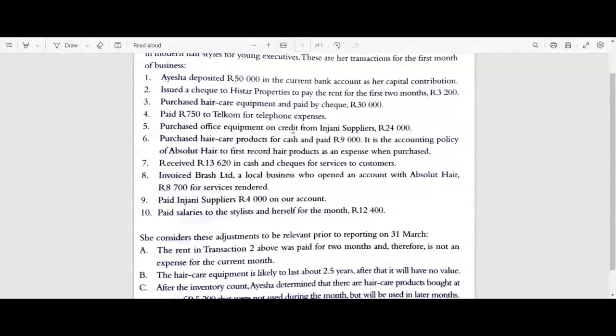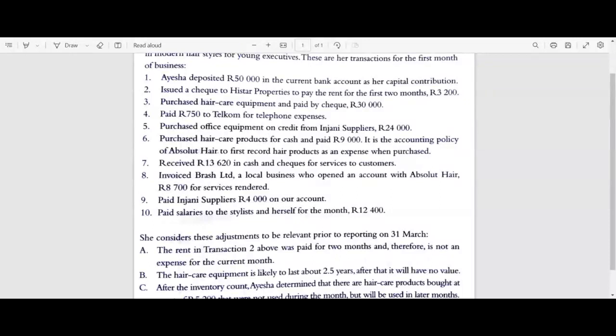Now remember last Monday when we watched that video of Dr. Tits, she had a similar kind of transaction, and there she said it was purchased on account. And then I stopped the video there, and I said that very often, instead of saying on account, they would say on credit, but it means the same thing. So purchased office equipment on credit from Injani Suppliers, 24,000 rands.